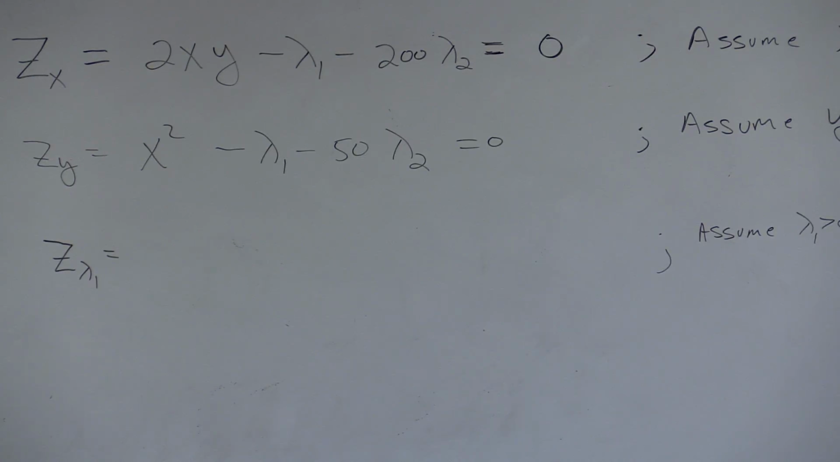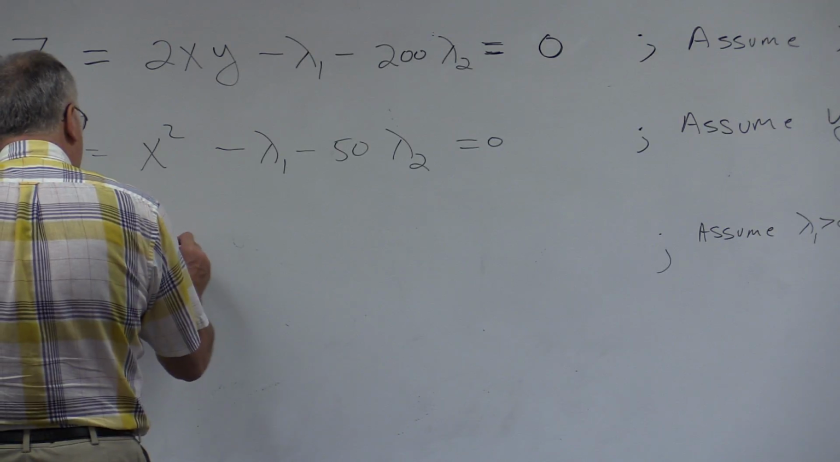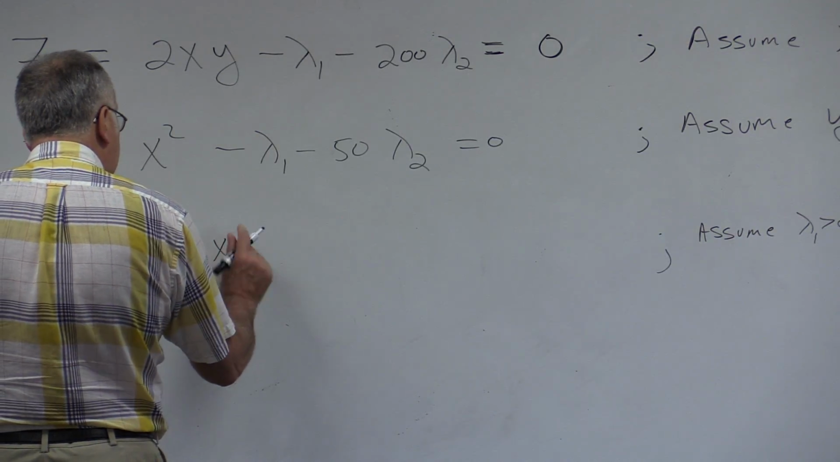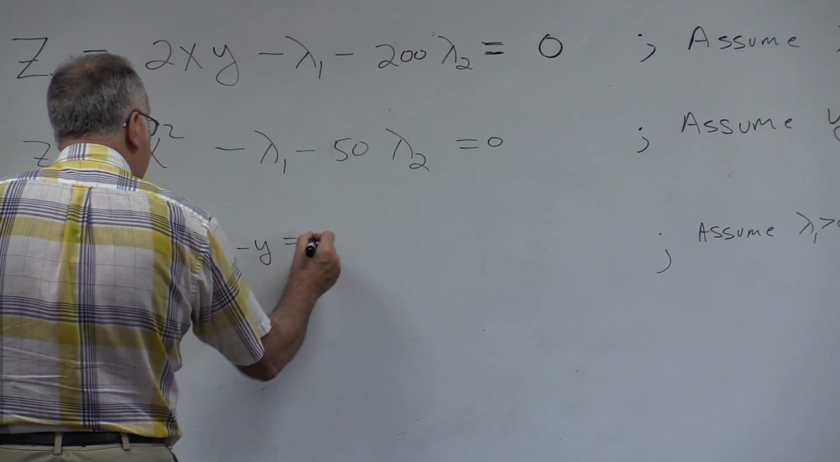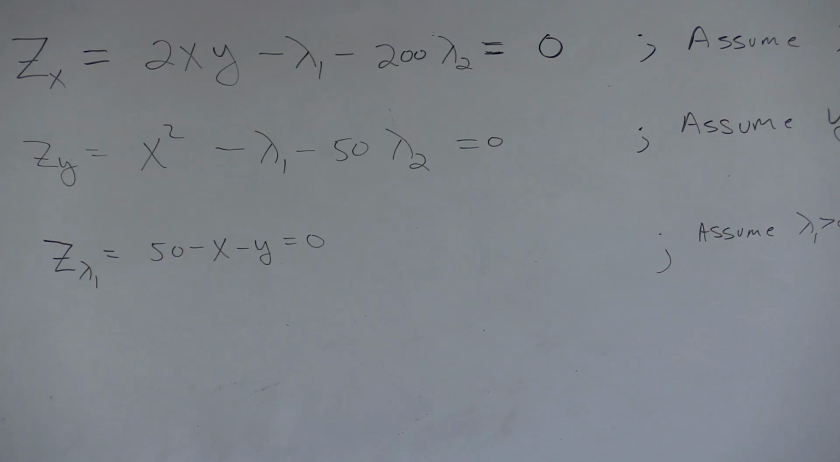So partial z partial lambda 1, notice, is just 50 minus x minus y. Set that equal to 0. Now we're assuming lambda 1 is greater than 0. That might be a mistake, but we're going to assume that for right now.